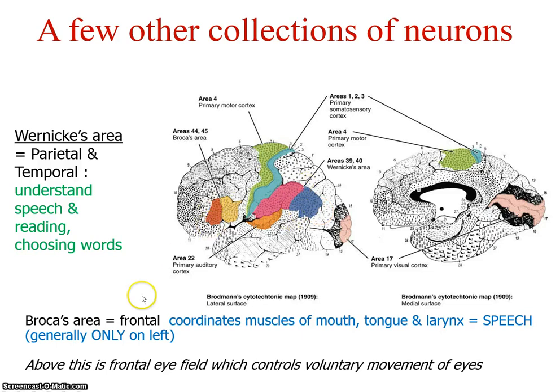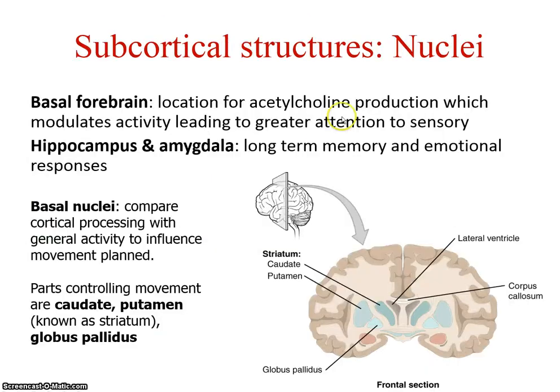And expressive. And above this is also an area not shown on this map specifically, where you'd find the frontal eye field, which helps control the voluntary movement of the eyes, which also help us with a number of different senses we'll talk about.